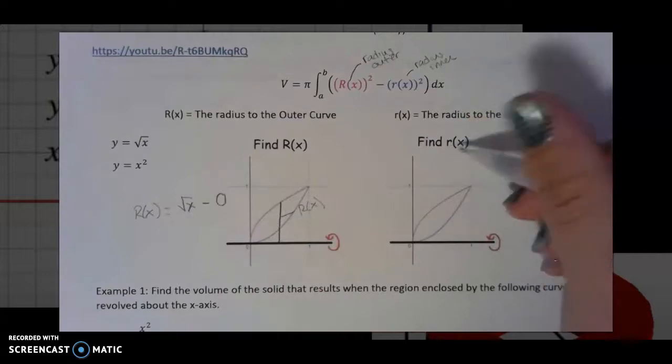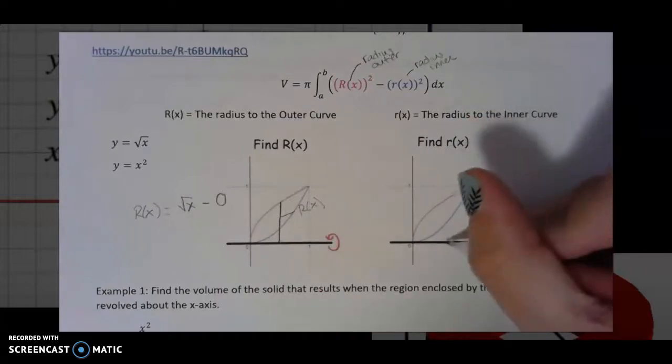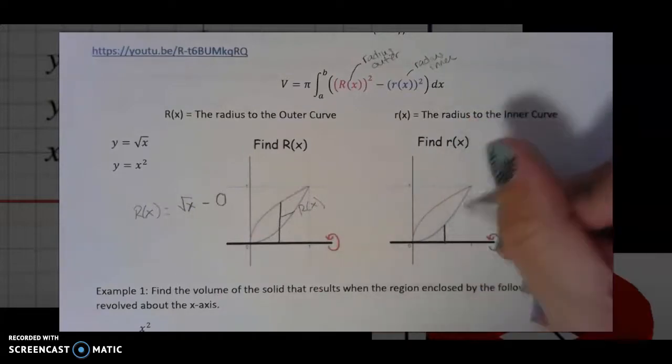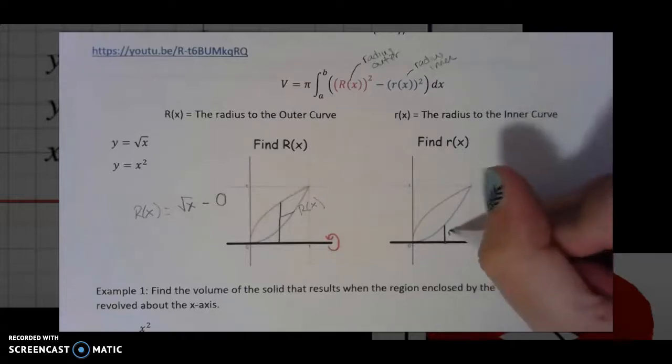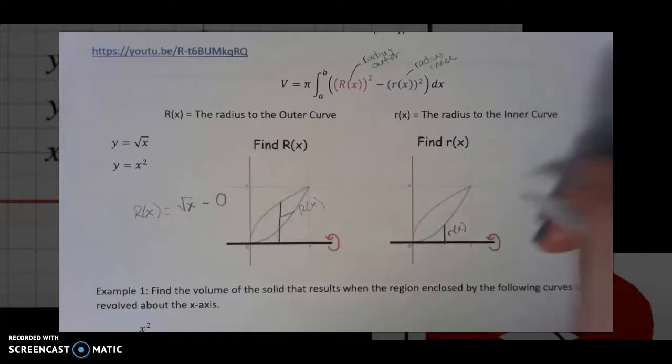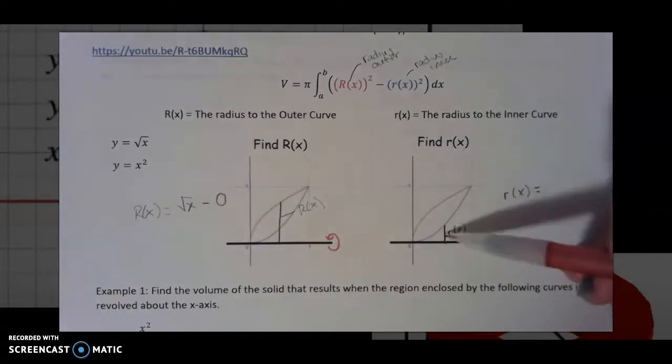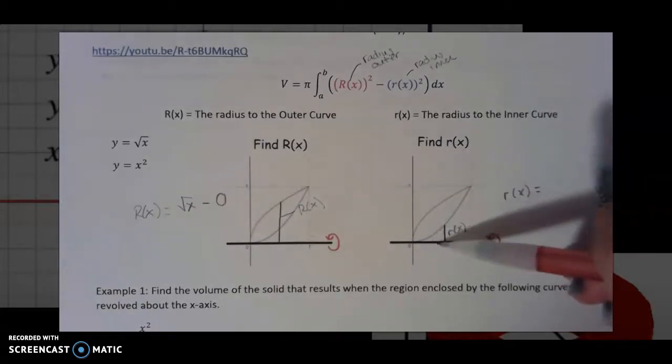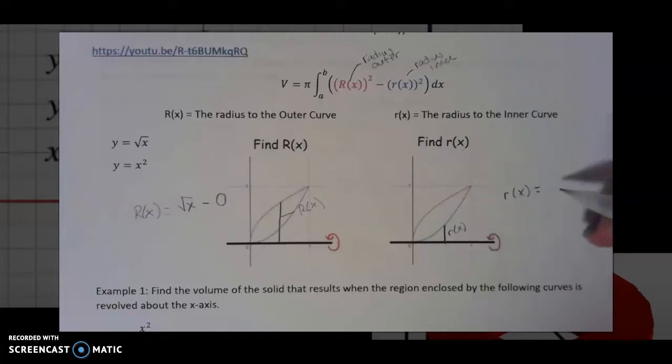Over here, the radius to the inner curve is going to be to this blue. On mine it's blue, so this is a little r of x. That just means that little r of x is going to be the distance, or the difference, between this curve and where we're rotating it about. So that one's going to be x squared minus the 0, because we're not really moving it anywhere, it's just going to give us that same distance. Okay, so we're going to have to use those things.